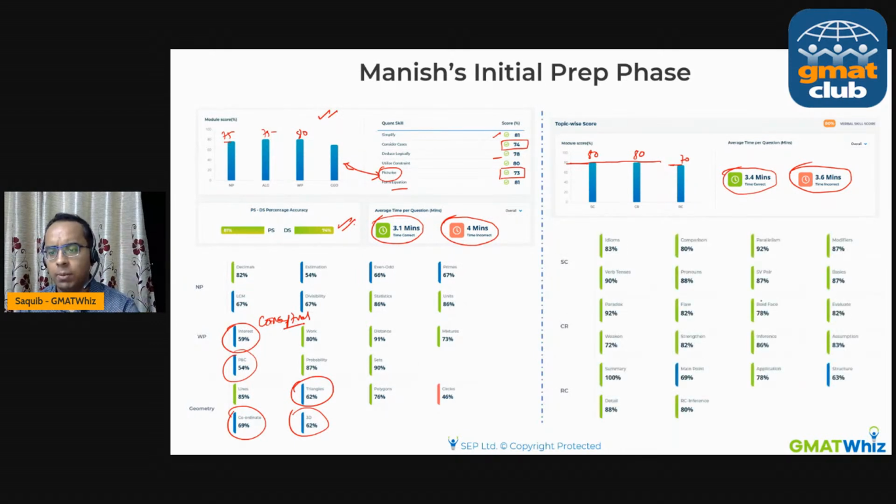Same for verbal. Thankfully, his verbal was pretty decent. When I say decent, I'm not saying that his verbal was good in general. His stats was pretty good. So in stats, what we realized in SC, we realized that we need to focus on RC a bit. If you fix RC, there's a good chance that he'll be able to do well.